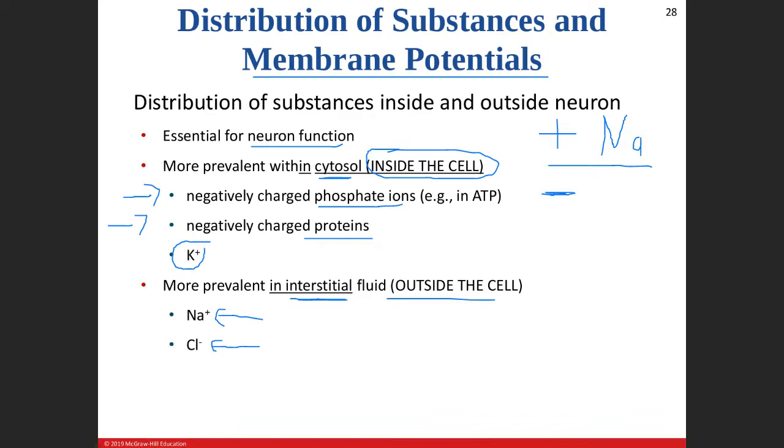And then these two guys here, the negatively charged phosphate ions and the negatively charged proteins, are going to give the inside of the cell predominantly its negative charge.